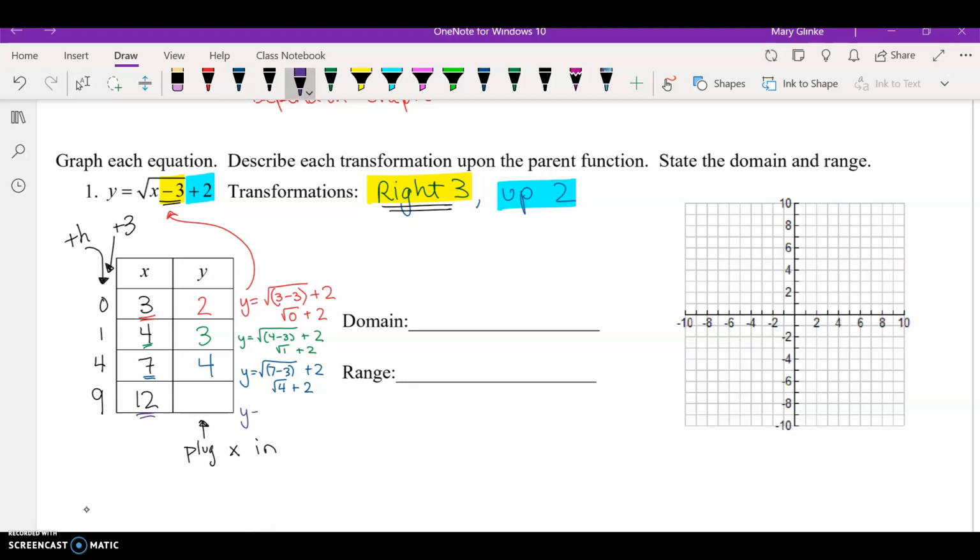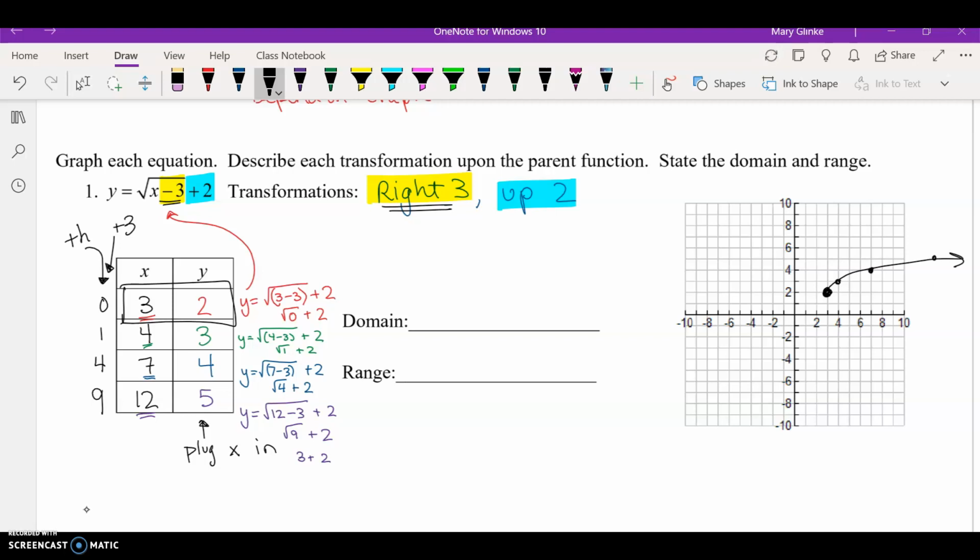Our next number we're plugging in is 12. We're plugging it in for our x value. So we get the square root of 9 plus 2. So 3 plus 2 would give us 5 back out. So we're going to graph each of those points: (3, 2), (4, 3), (7, 4), and (12, 5). And we're going to connect those starting at whatever this top value is. That's your starting value, (3, 2). You don't go past that.